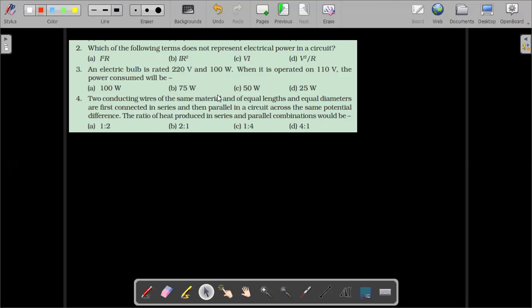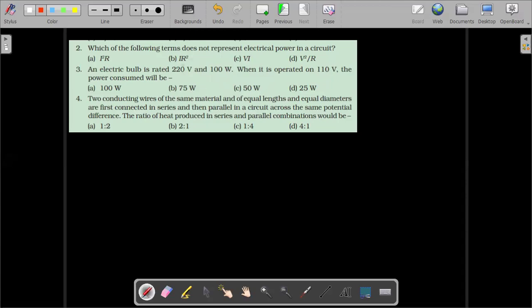Sir, B. Okay, in your option 2, it says that option B is the incorrect. Option B is correct since it does not represent the power. Sir, no, sir. Option B is the incorrect, sir. Yes, that is incorrect, so that's why it is the correct option. Okay, the correct option is IR squared. There is no formula as IR squared. So this is correct.